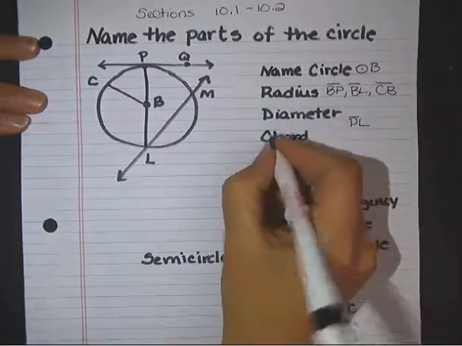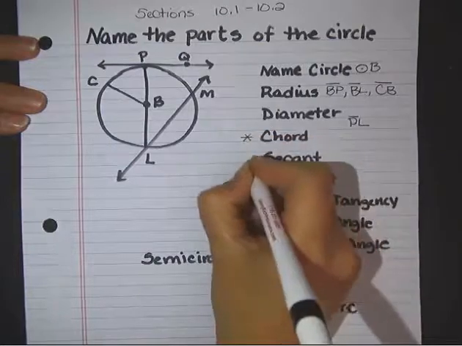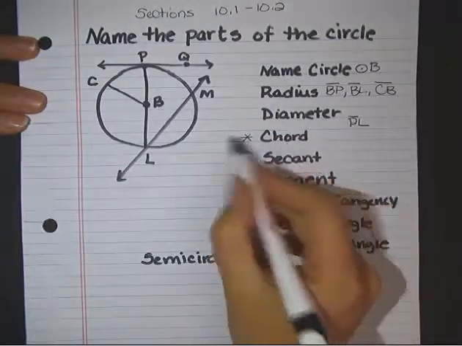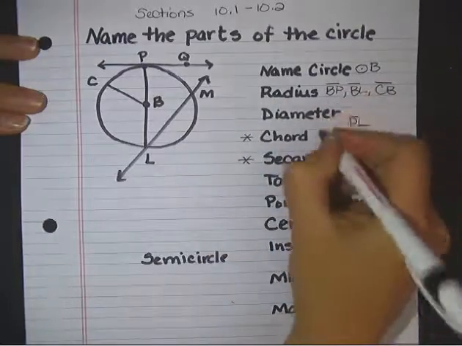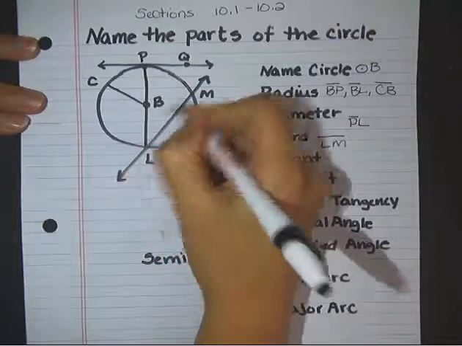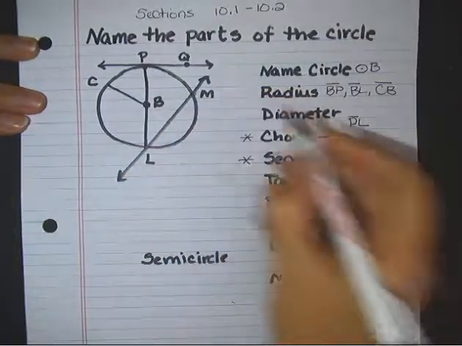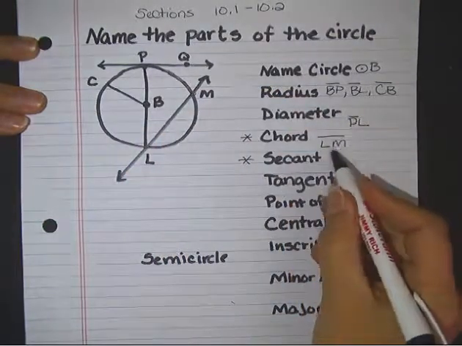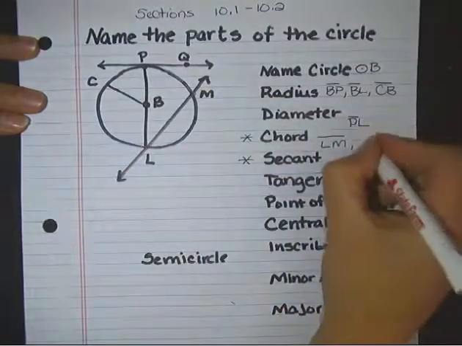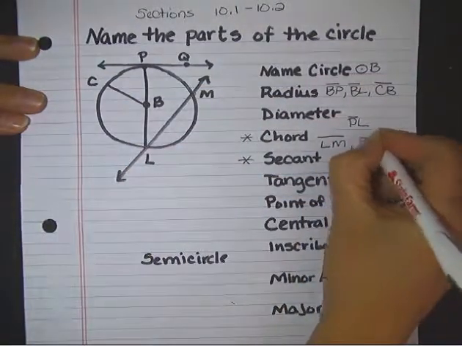A chord. Now be careful, make sure you know the difference between a chord and a secant. A chord is a segment, like LM. It stops only this part from here to here. It stops on the circle. Another chord would be the segment PL. PL is the longest chord in the circle because it's the diameter.